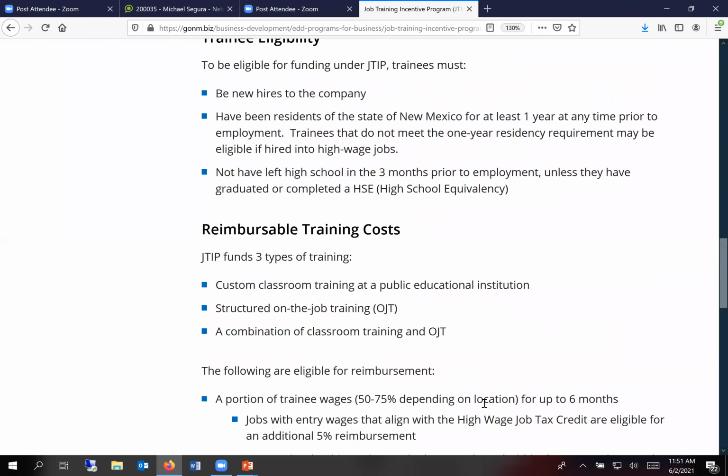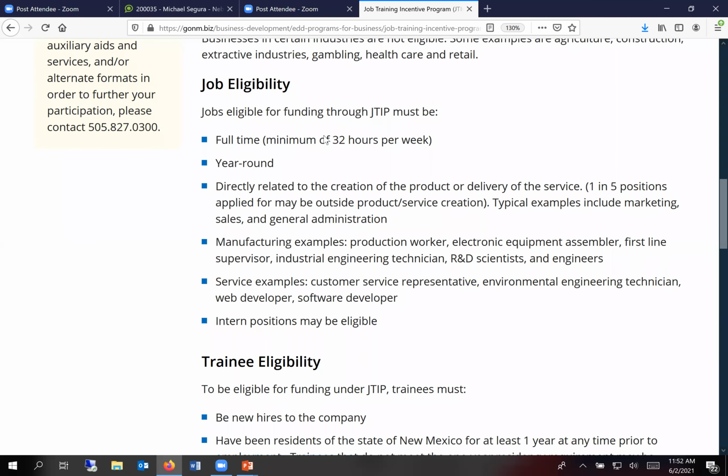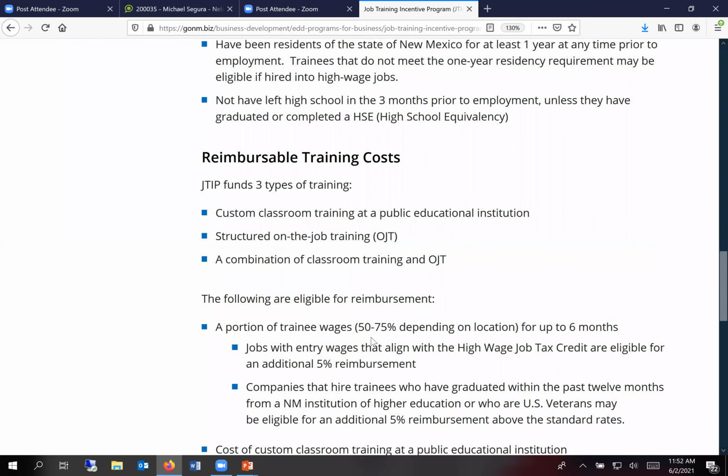And the main idea behind the JTIP program is if you are one of these companies that qualifies, meets the eligibility requirements, you make a substantial investment by bringing your company to New Mexico or expanding your business in New Mexico, they will reimburse funds for training these manufacturing employees. Usually they provide half of the salary over a 3-week, 4-week period. A portion of training ranges 50 to 75%, depending on location, for up to 6 months.